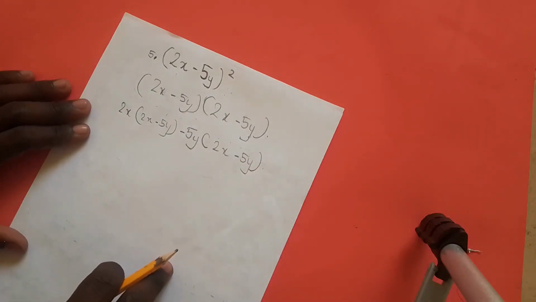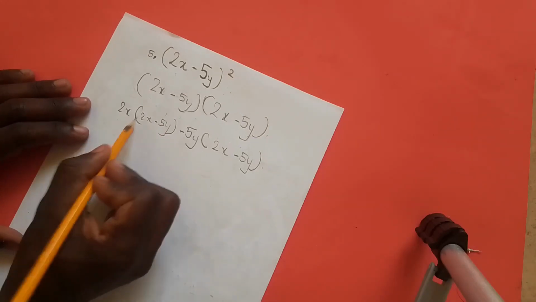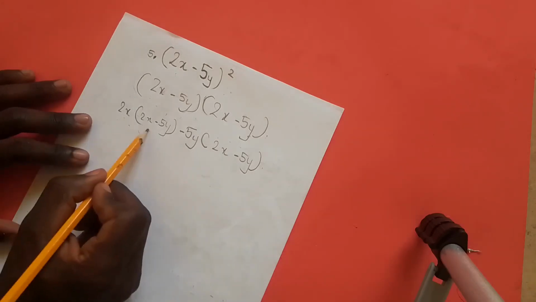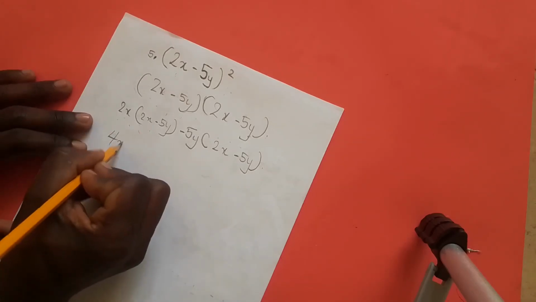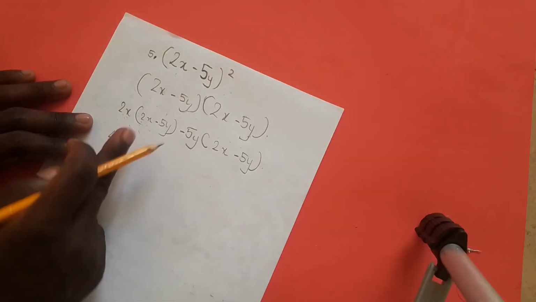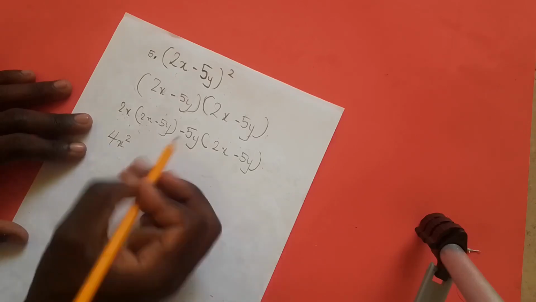Okay, so what's left now is just to expand and simplify. Here it is saying 2x bracket 2x. Bracket means what? Bracket means multiplication. You are multiplying. So 2x times 2x is going to lead to 4x squared. x times x, x squared. 2 times 2, 4. So 2x times 2x is going to lead to 4x squared.